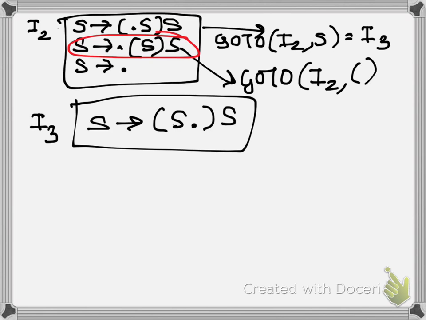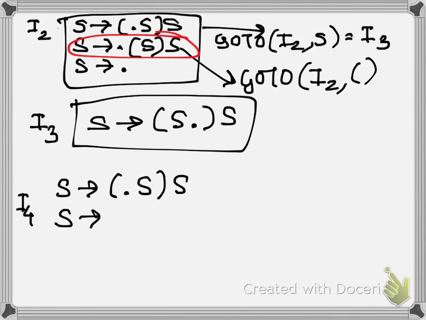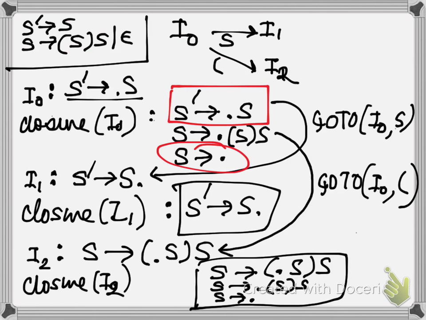So here we see S, open parenthesis, dot S, let's call it I4. Okay, now compute the closure of I4. I4 will contain this particular item, then all productions starting with S with a dot in the beginning. So this and this.